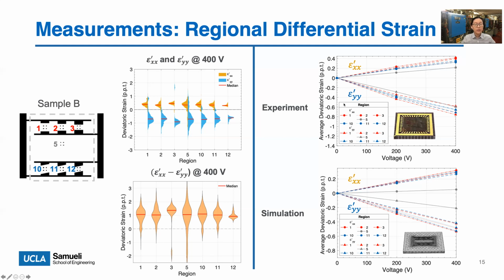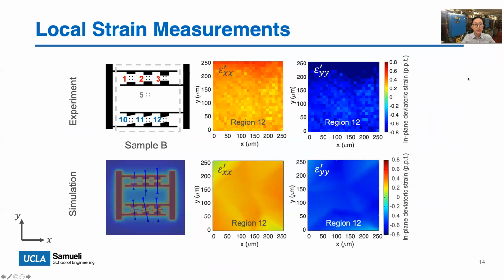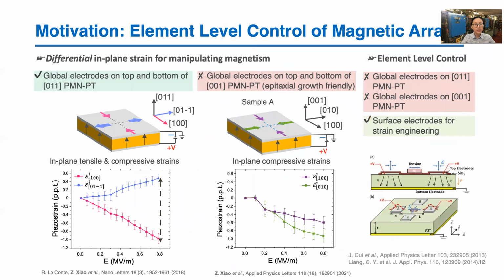So the take-home message of this slide is that we also look at the average strain from both experiment and simulation. And along the x direction, we always get tensile strain, and along the y direction, we are getting compressive strain. So we are indeed getting regional differential strain, which is on the order similar to what we are seeing generated by those global electrodes on 011-cut PMN-PT. So these profiles are quite similar. So that's good news.